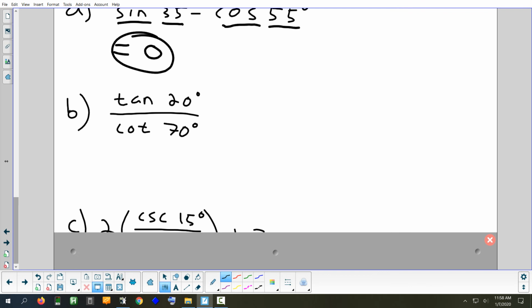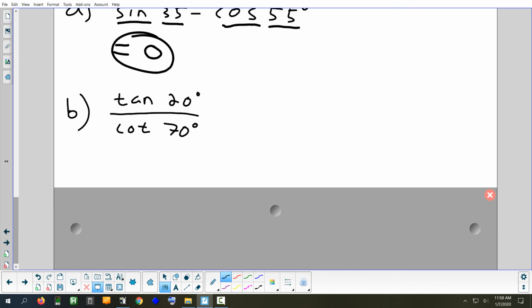Right. If you have a division problem, and you divide two things that are the same, you always get 1. Okay. Let's check if these are the same. Tangent, cotangent. What kind of functions are tangent and cotangent? Co-functions. What kind of angles are 20 and 70? Complementary. Question over here, Eric? Co-functions of complementary angles are always what? They always come out the same. So if you divide two things that are the same, what do you get?